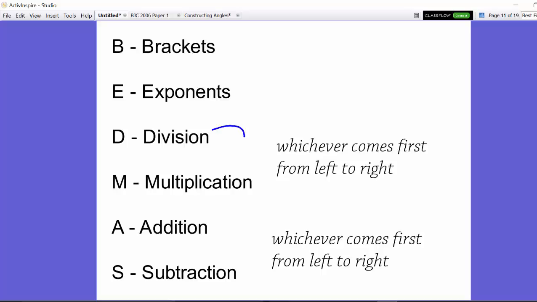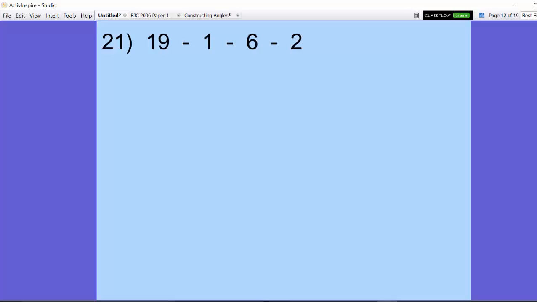Next, we have division and multiplication. These go whichever comes first from left to right. These are done together. Addition and subtraction, the same thing, whichever comes first, going from left to right. So let's go to our BEDMAS questions.